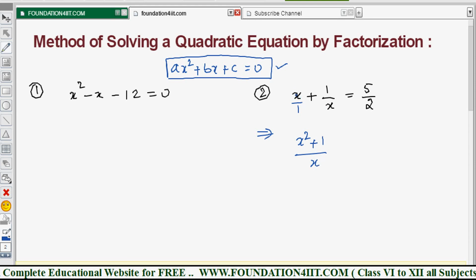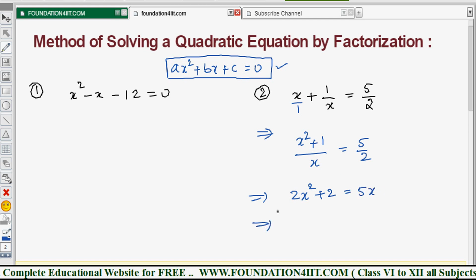First, x into x plus x square plus 1 into 1 is 1, and the denominator is also multiplied in the denominator place, equals 5 by 2. Now we can simplify this by cross multiplication. 2 into x square plus 1, so 2x square plus 2 into 1 is 2. And this 5 into x is 5x.